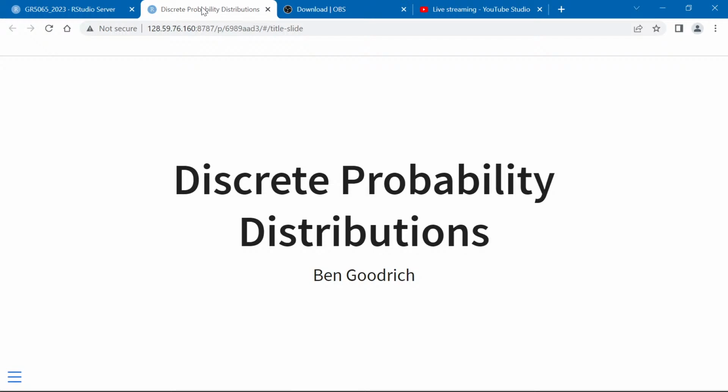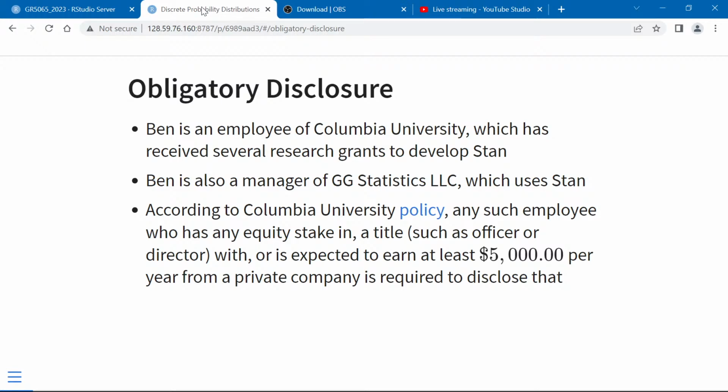Okay, so this week we're going to continue talking about probability, in particular discrete probability distributions. That still applies.